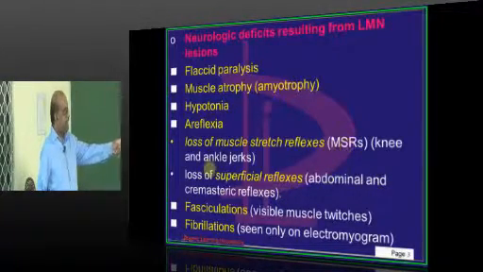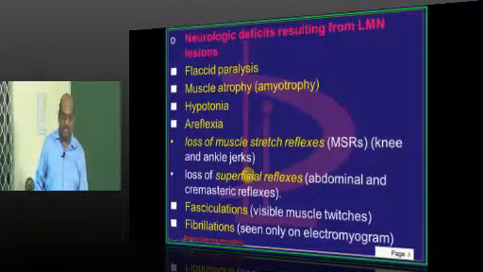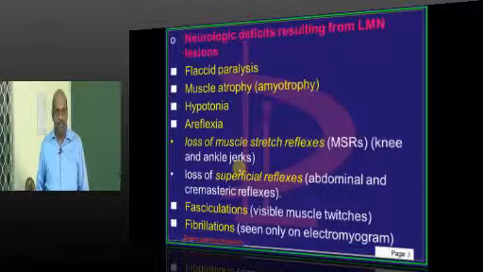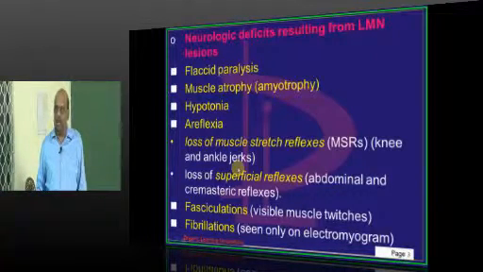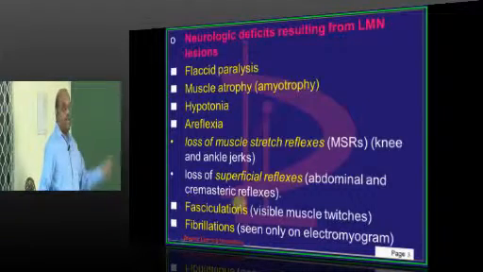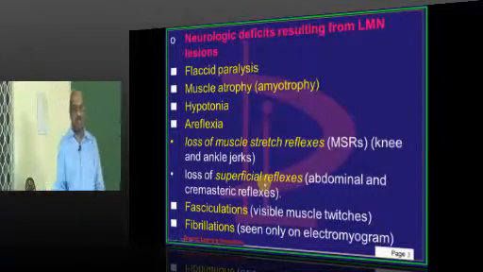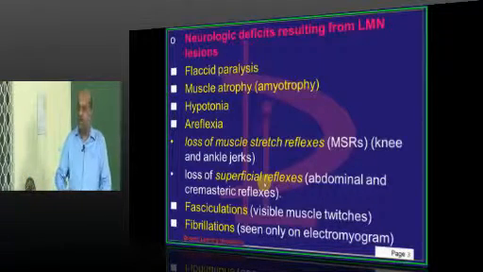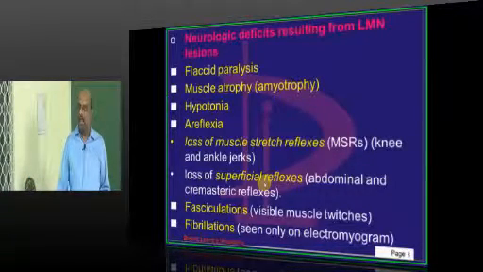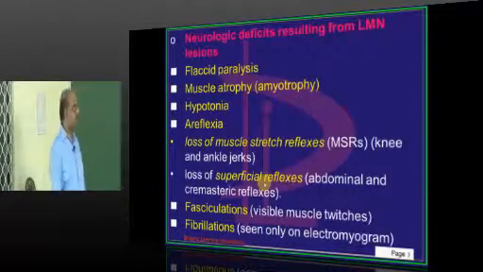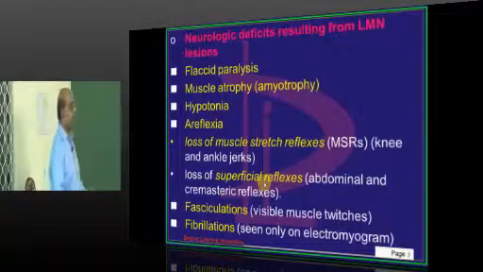Muscle stretch reflexes like ankle and knee jerks become areflexic. If you tap with your knee hammer, there is no contraction in the quadriceps or gastrocnemius. There is a loss of superficial reflexes. When you strike the abdominal surface, there is no contraction of the muscles. Or if you strike on the medial side of the thigh, there is no cremasteric reflex. So superficial reflexes are also gone.